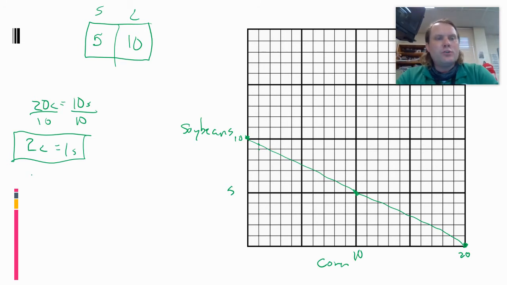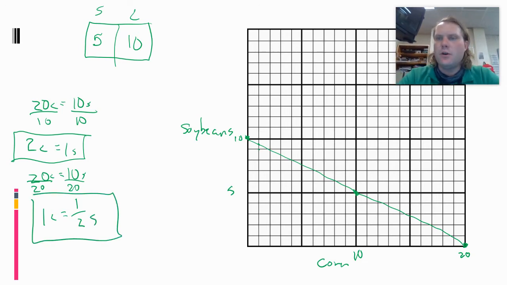Now, for the other side, we'll just start from the beginning. I'll show you the shortcut on the next one. But 10 units of corn equals 10 soybeans. Now let's solve for corn. 20 divided by 20. All right. We've got 1 unit of corn equals a half a unit of soybeans. I'm going to put a box around it so I know.